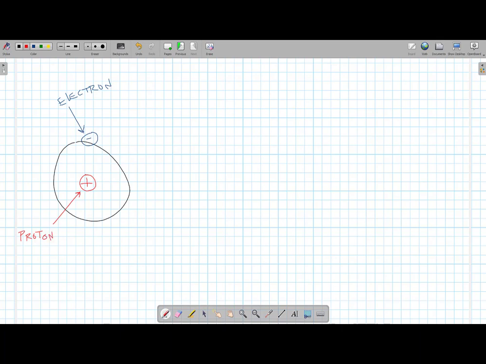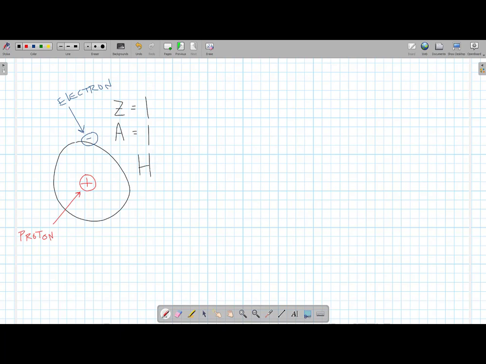So this is an atom of hydrogen. Z equals 1. Remember, Z is the number of protons. I have one proton. A is the number of protons plus neutrons. Well, I have one proton and zero neutrons, so A is also 1. And the chemical symbol for this atom is H, because this is an atom of hydrogen.